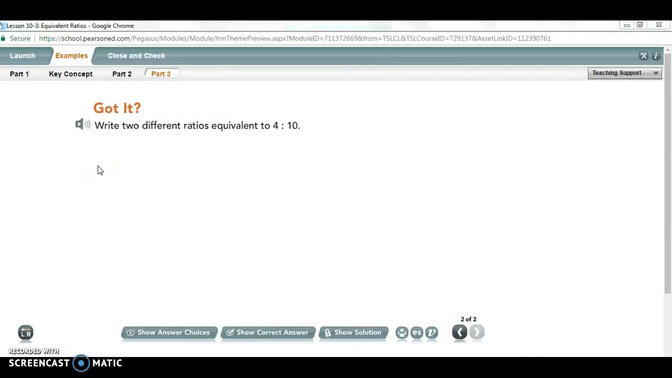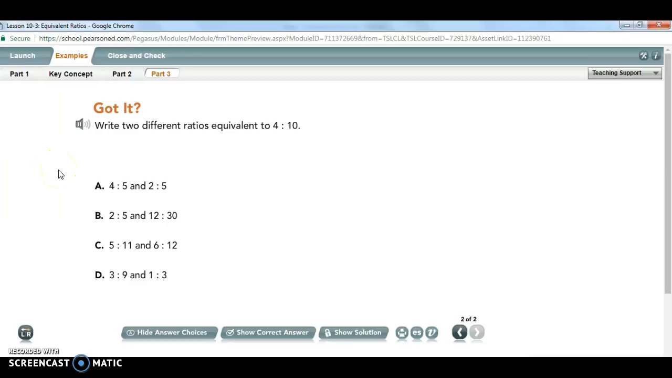And here is our last got it problem for this lesson. Write 2 different ratios equivalent to 4 to 10. And the correct answer is B, 2 to 5 and 12 to 30. That's all I got for lesson 10-3. If you have any questions on this, just be prepared to ask in class, and we will work on it together.